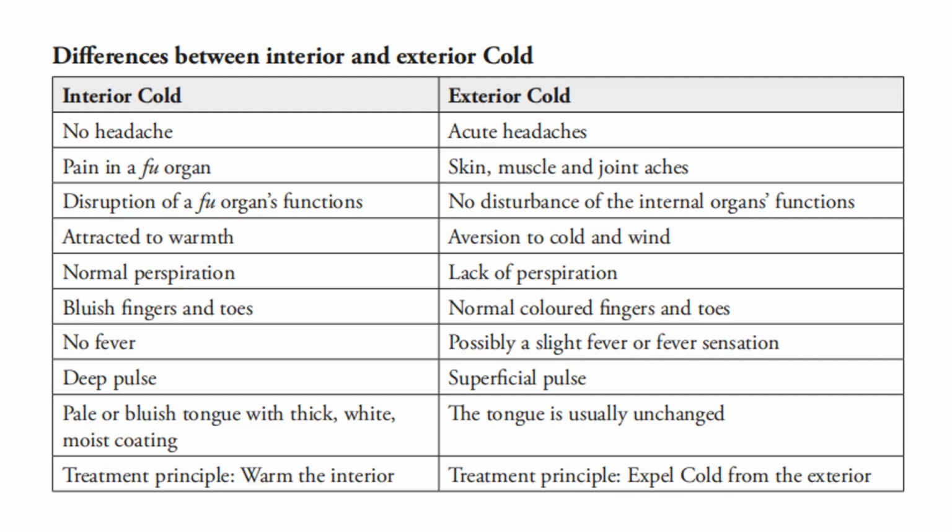There's a bluish finger and toes in the interior cold, while exterior cold, there are normal colored fingers and toes. There's no fever in the interior cold, while in the exterior cold, possibly a slight fever or fever sensation. For the interior cold, there's a deep pulse, while exterior cold, superficial pulse. There's a pale or bluish tongue with thick white moist coating for the interior cold. And for the exterior cold, the tongue is usually unchanged.